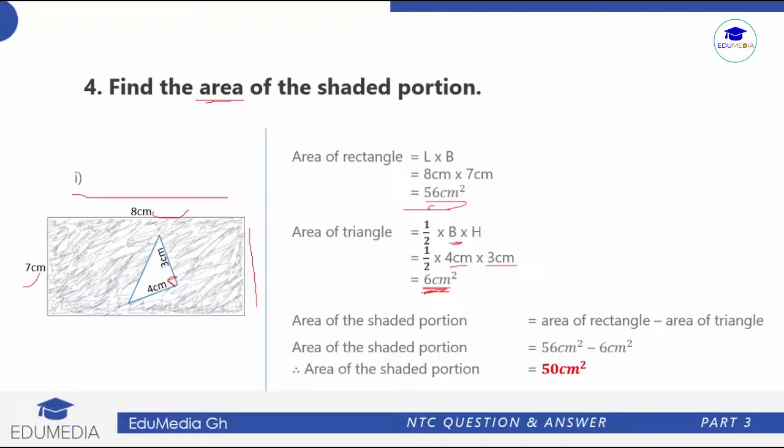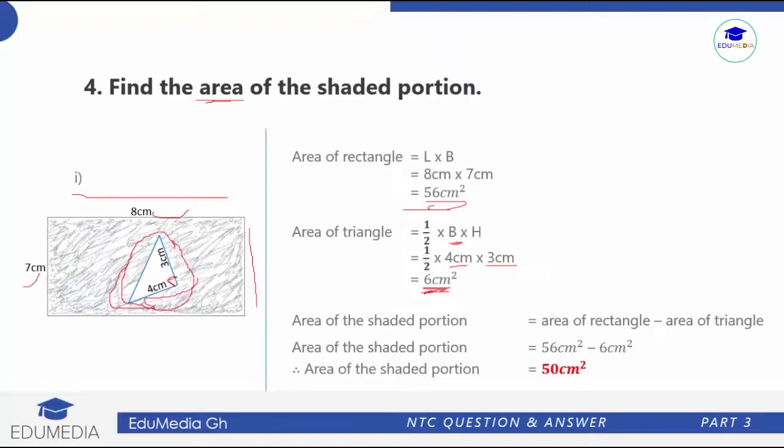We'd have to look for the area of the triangle here and subtract it from the area of the rectangle, because this triangle here is also occupying a portion of the rectangle. So we want the area of the rectangle itself, that's the shaded portion. The area of the shaded portion is now going to be the area of the rectangle, this whole thing, minus the area of the triangle inside here.